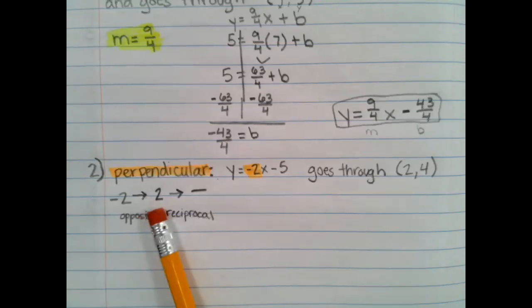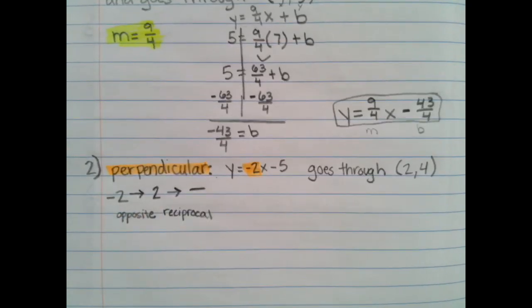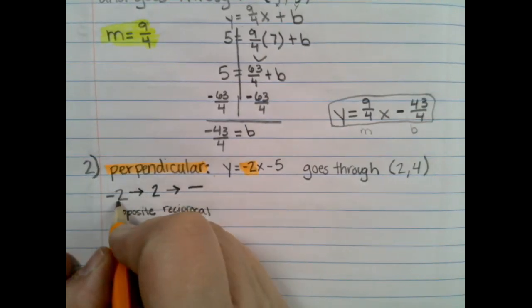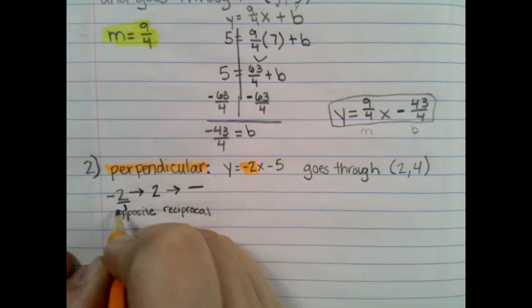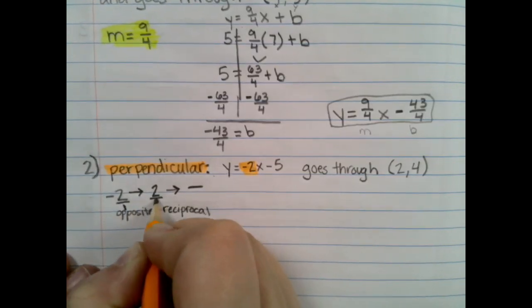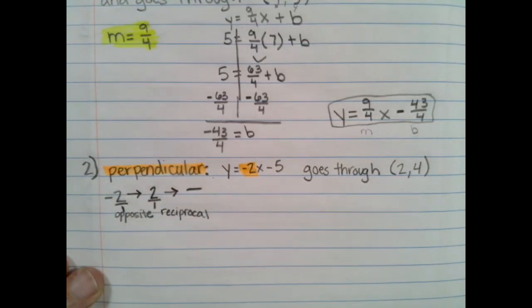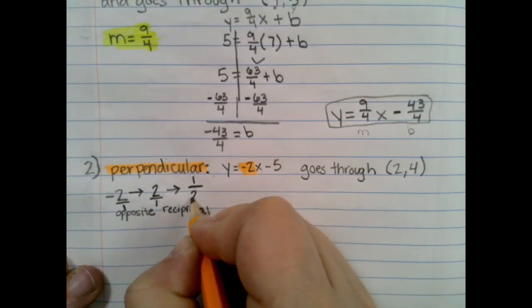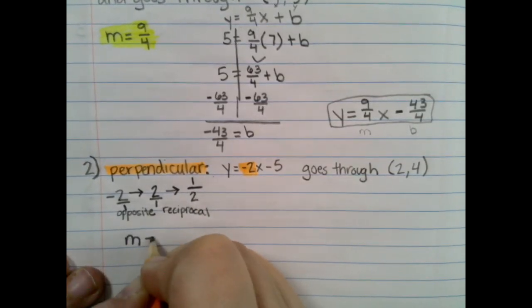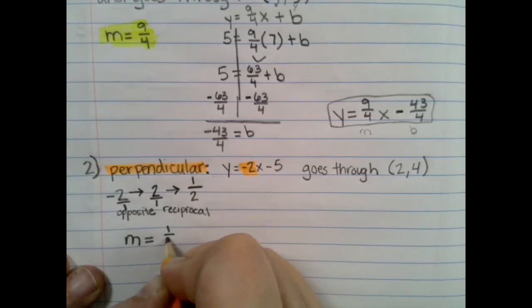But what's kind of hard is 2 and negative 2 aren't fractions. So how can I write 2 or negative 2 as fractions? Negative 2 over 1. Then the opposite would be positive 2 over 1. So the reciprocal is 1 over 2. So my new m is 1 over 2.